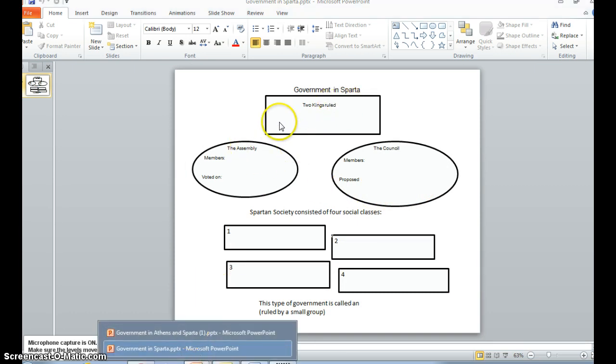So two kings ruled religion and military, or religion and army. And then the council, 28 older members of Sparta, they proposed laws to be voted on by the assembly.